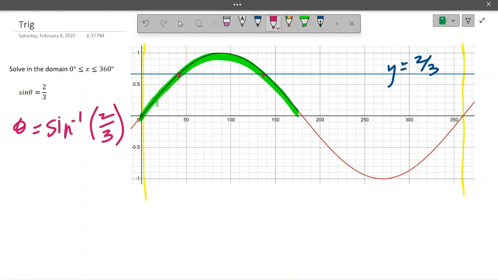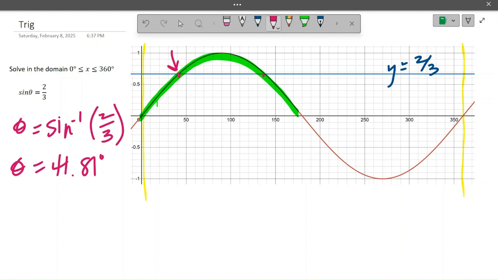Now you're going to find the inverse sine button on your calculator and then put 2/3 in the parentheses. When you do that, you're going to find theta equals 41.8. And as a reminder, this measure is in degrees because we are in degrees. So that would be this point right here on the graph.